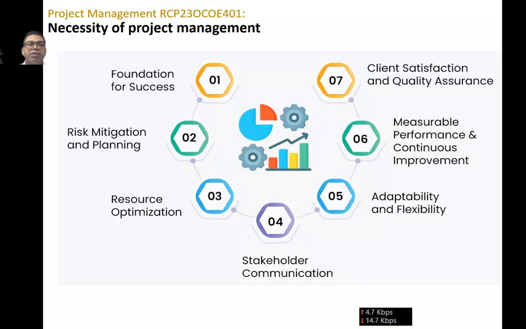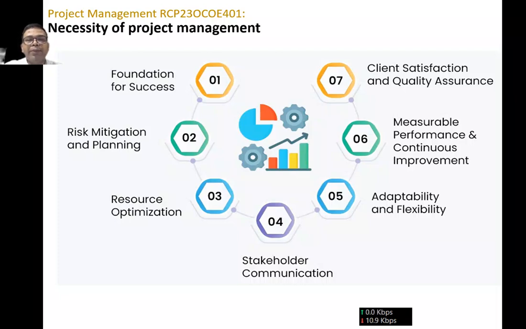Moving forward, we'll now see what is the need of project management. The need of studying project management starts with the fact that project management is basically a foundation for success. Project management helps in risk mitigation and planning to minimize the risk. It also achieves resource optimization because resources are scarce, they have some cost, so resource optimization is of utmost importance. Project management also achieves successful stakeholder communication. It builds the confidence of your stakeholders in your business.